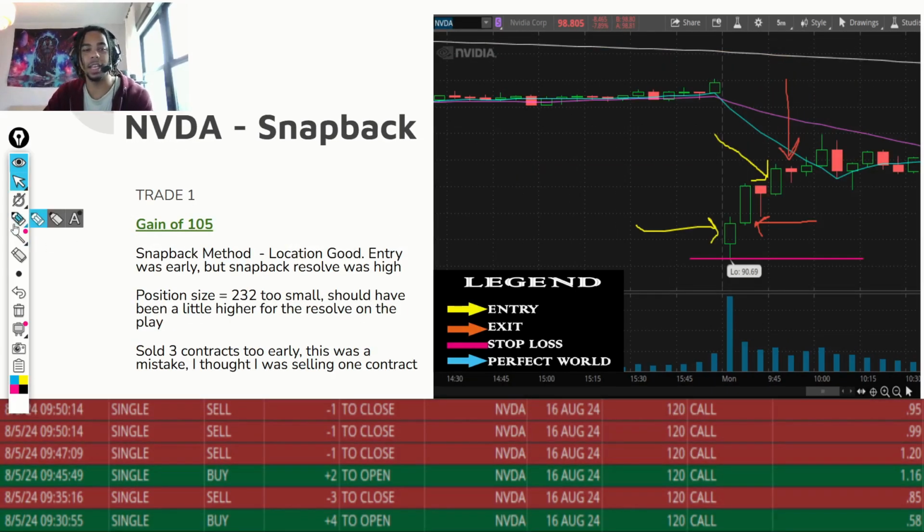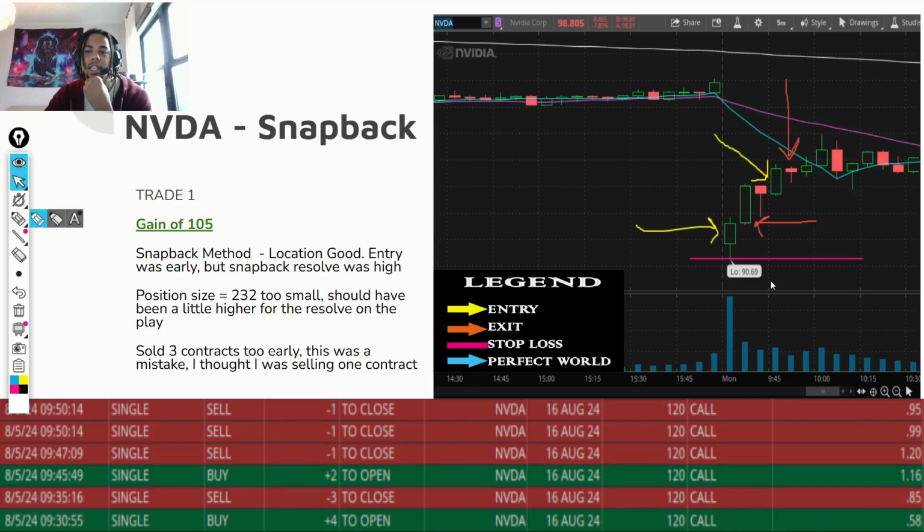NVIDIA, same idea, same method, same type of snapback idea. I didn't even wait. I actually bought the NVIDIAs before I bought the Teslas. I did buy 4 of them right off the bat. This should have been 6. This position was too small. I should have had higher conviction, right?